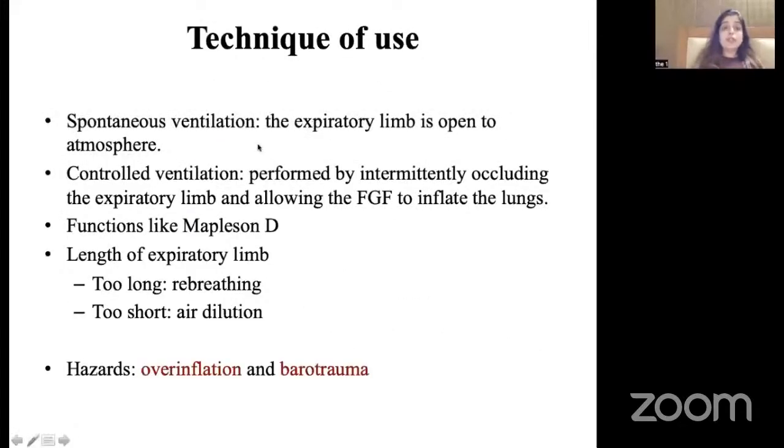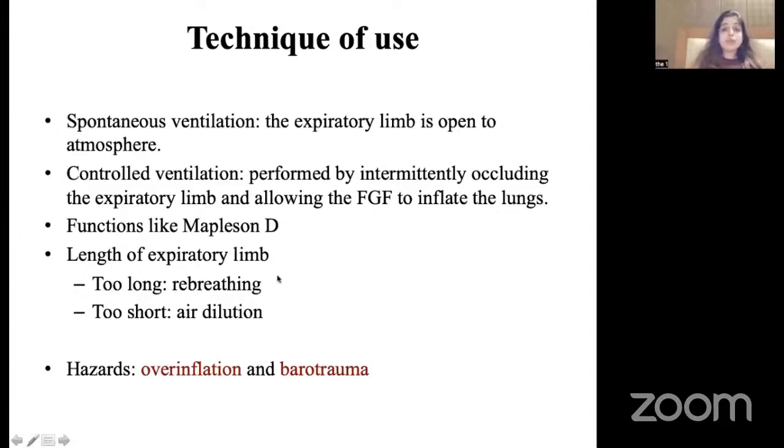How to use it? For spontaneous ventilation, the expiratory limb is open to the atmosphere and the patient breathes in and out. Controlled ventilation can be performed by intermittently occluding the expiratory limb and allowing the fresh gas flow to inflate the lungs. Functional analysis is the same as Mapleson D.